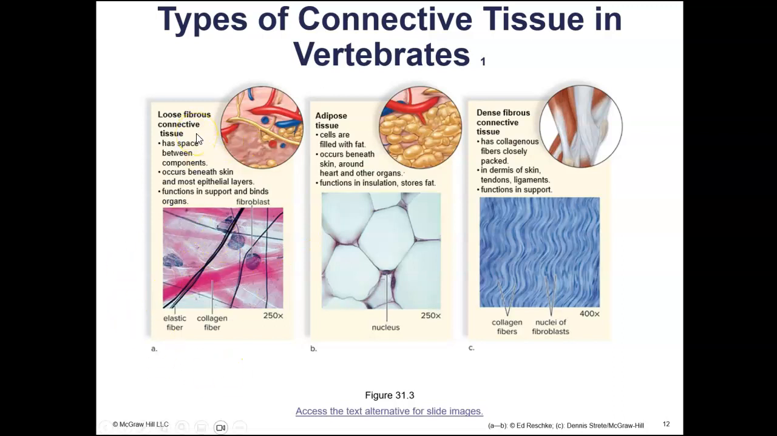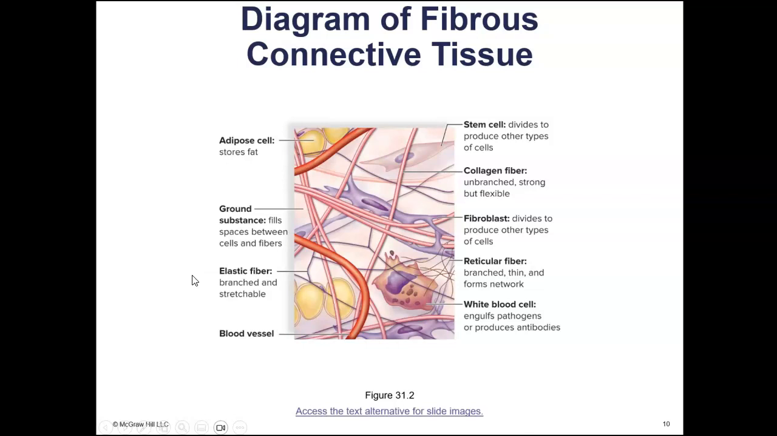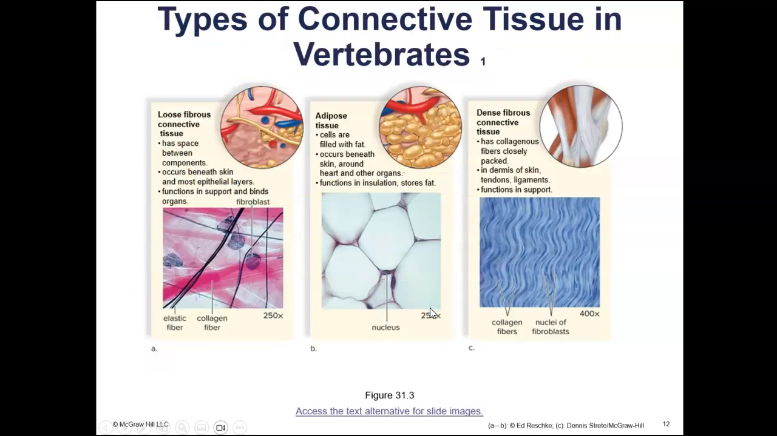There's loose fibrous connective tissue, which is also known as areolar tissue. And this is a microscopic photograph of the same tissue we just looked at that we saw here on slide 10. Then you have adipose tissue, which is another type of loose connective tissue, but it's just mostly made of cells filled with fat. These are all adipocytes or fat cells.